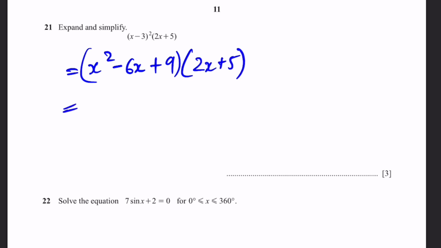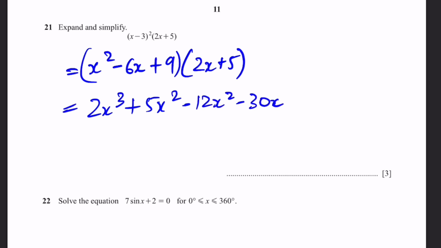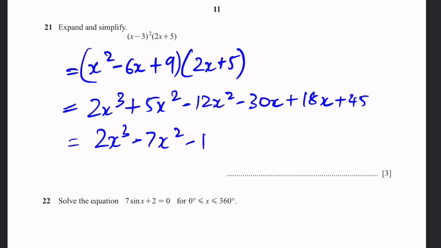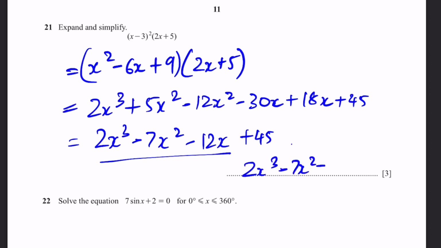That will be equal to, multiplying out the brackets, 2x cubed plus 5x squared minus 12x squared minus 30x plus 18x plus 45. After we do all this, 2x cubed minus 7x squared minus 12x plus 45 is our final answer. Let's just write that here. That's the answer.